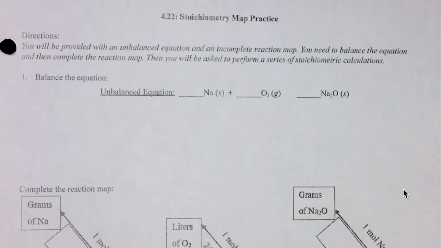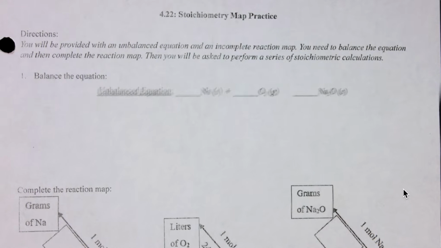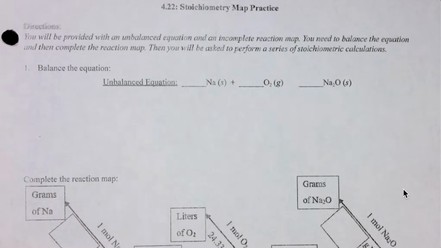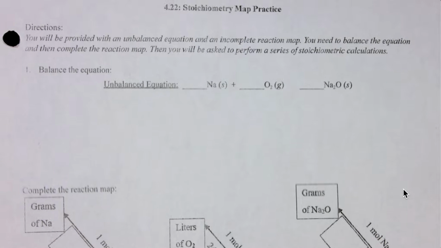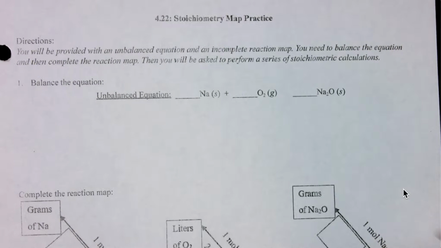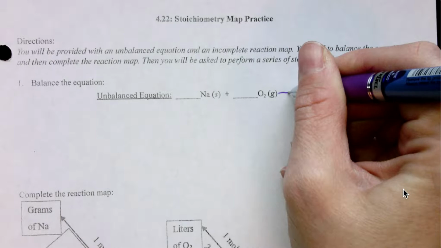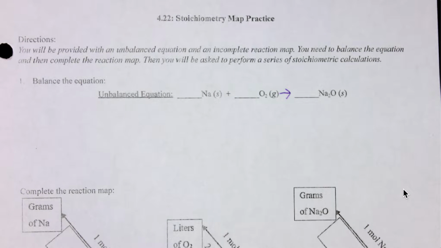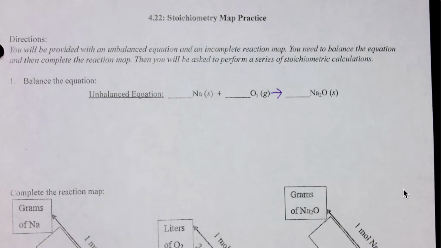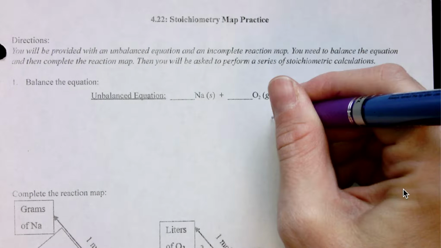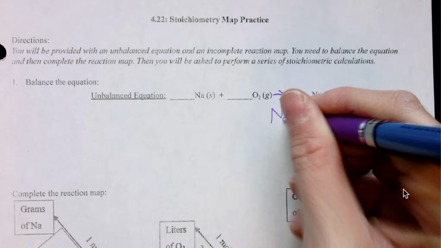To show how to set up the stoichiometry map on 4.22, the first thing that we need to do is balance this equation, and there should be an arrow right here. That was just a typo. So when I'm balancing, I write out the atoms that I have in my equation.